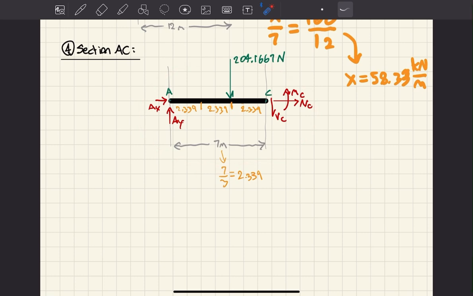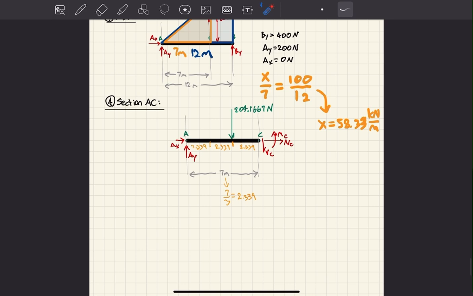Now, that's your final AC section. What are you going to do now? Well, you are going to take the moment about point C to find MC. How is that going to help you? I'll actually write this one down, and we'll do it together, going through the steps one by one. So now we're going to do sum of moments. We want to find MC, NC, and VC.